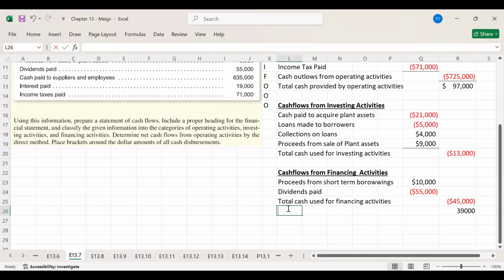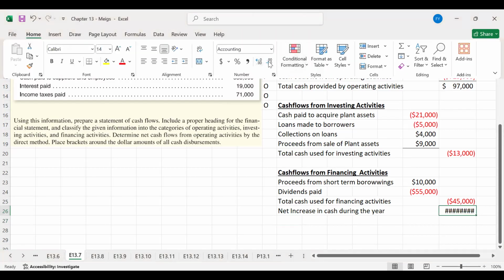So you can say that the net increase in cash during the year. So this is the net increase or decrease. It should be presented with the dollar sign.